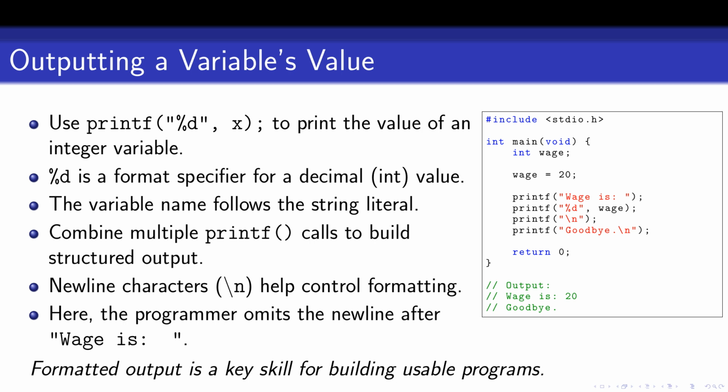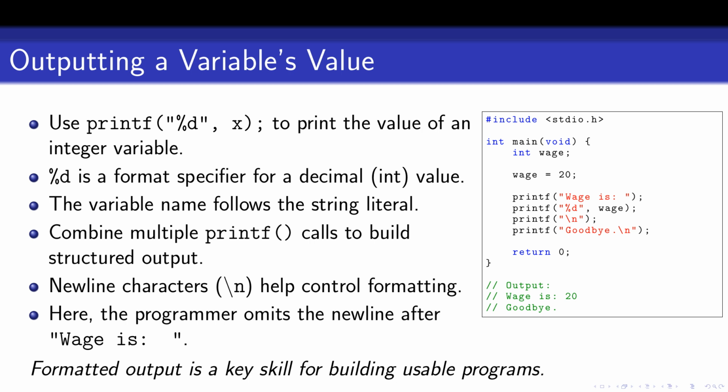In addition to printing plain text, we often want to output the value of variables. This is done using printf with format specifiers. For integers, we use %d, which tells printf to substitute that placeholder with the value of a given variable. For example, printf("%d", wage) will display the number stored in the variable wage.